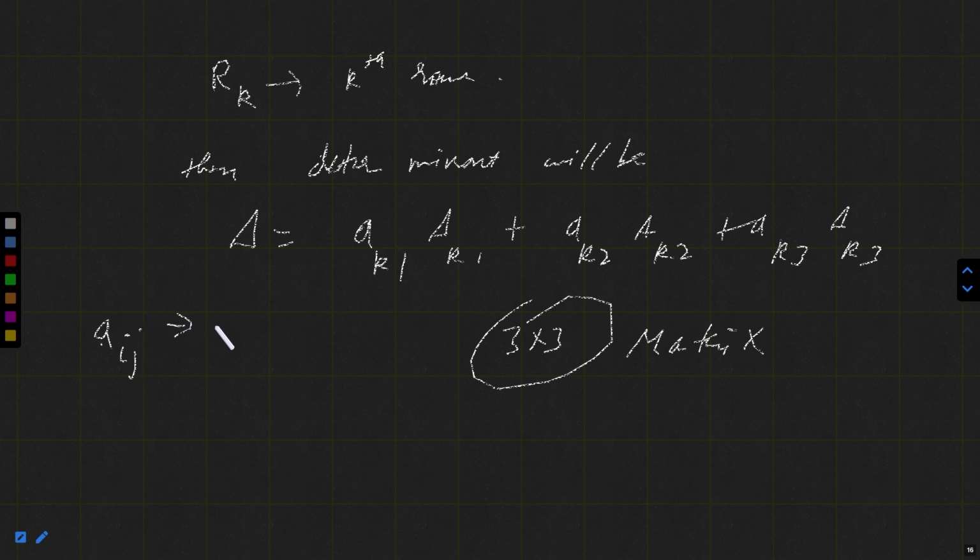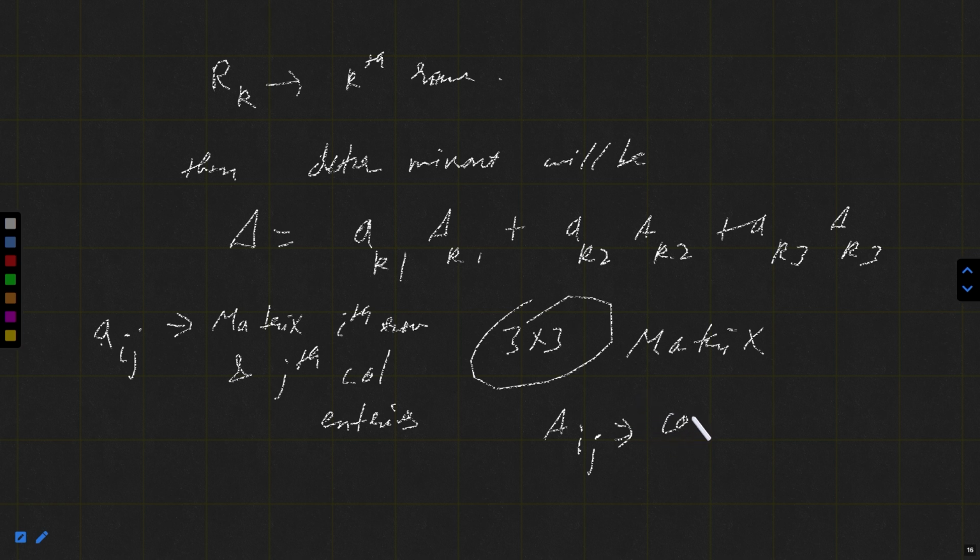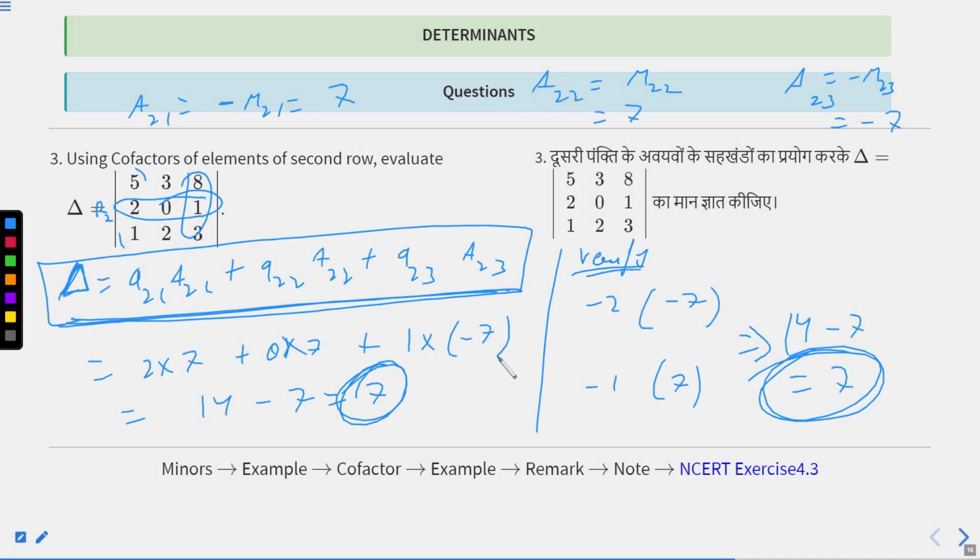Okay, so where Aij are the matrix entries, ith row and jth column entries, and Aij are the ith row and jth column cofactor. Clear? Okay, simple. So we also verified. I hope that you got the same answer as 7. Let us move to next.